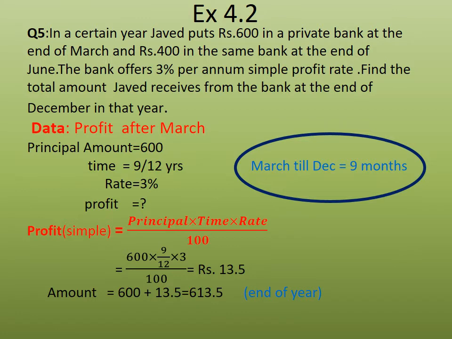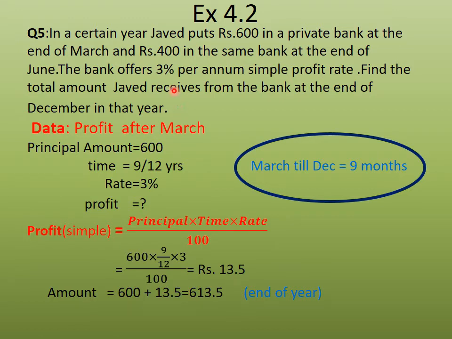Now question number 5, it is a little bit different, so I am explaining it. In a certain year, Javed puts rupees 600 in a private bank at the end of March and rupees 400 in the same bank at the end of June. The bank offers 3% per annum simple profit rate. Find the total amount Javed receives from the bank at the end of December in that year.